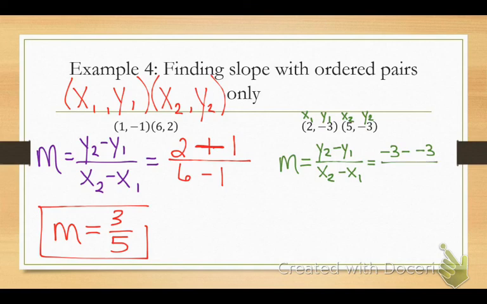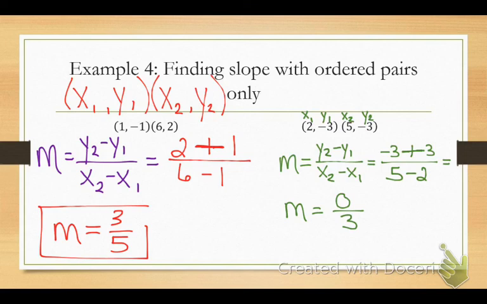What do you guys notice there? Double negative. Double negative changes to a positive. Over, Colin, what would I subtract on the bottom? X2 minus X1. So what numbers? 5 minus 2. Now I'm ready to combine them. What is -3 plus 3? 0. So M equals 0 over 3.